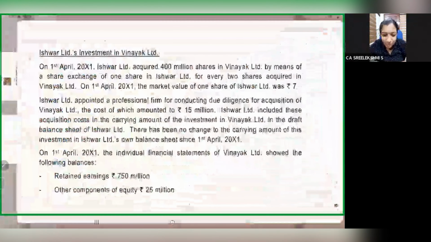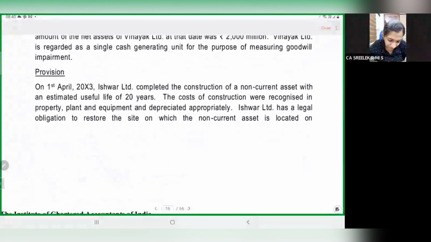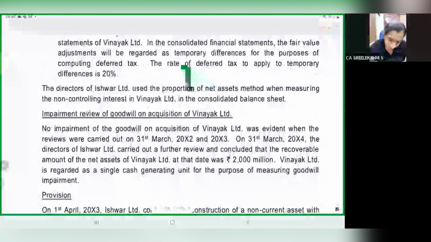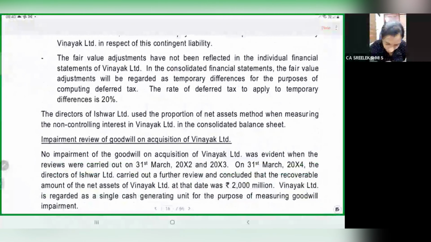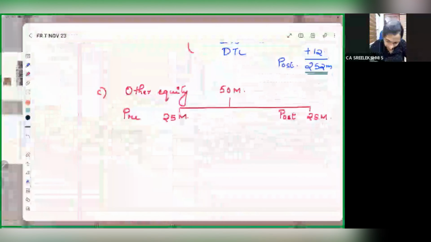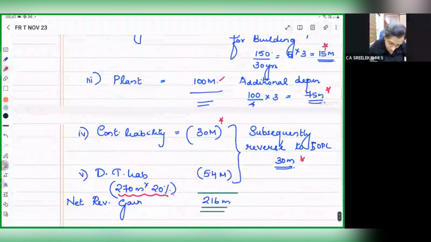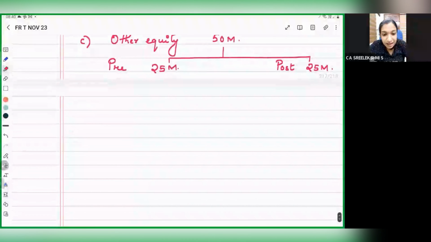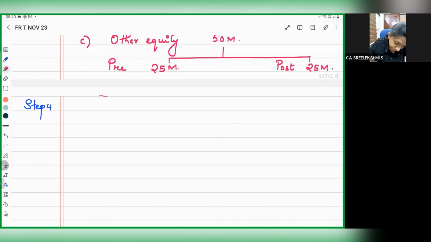No. Our revaluation part and reserves, because it's lengthy, we just did it that day. Until now, only the impairment of goodwill and provision part has not been read. Let's do it. Apportionment, let's do apportionment. Step number 4. So analysis is finished. Step 4. Apportionment of profits.